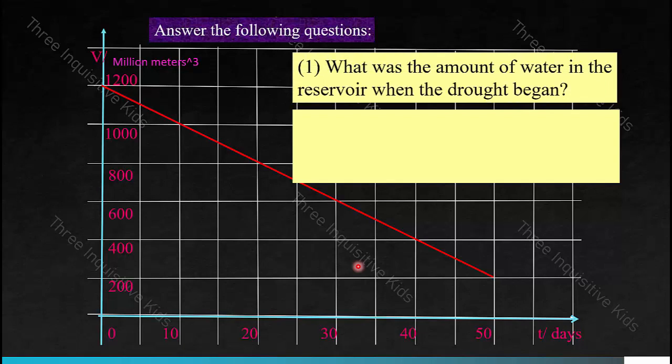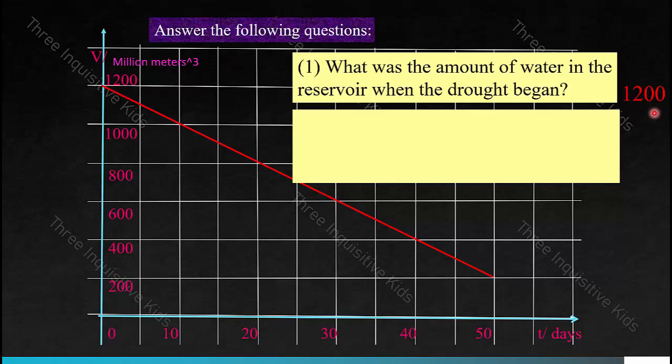First, what was the amount of water in the reservoir when the drought began? And the answer would be 1,200. And how did we get that answer? Well, when the drought began, that would be when there was 0 days. That would mean when t is equal to 0, since it's at the very beginning. In this case, we can trace to the point where x is equal to 0, in other words, the y-intercept, and we see it has an amount of water of 1,200 million meters cubed. Here we just wrote 1,200 for simplicity.